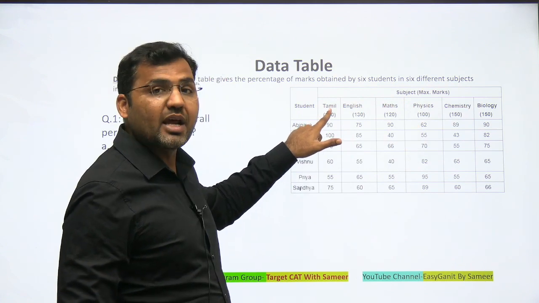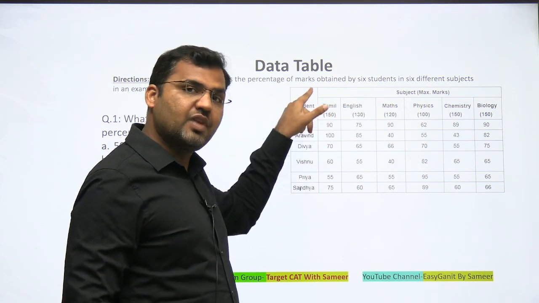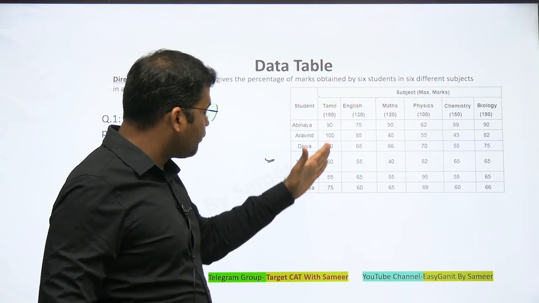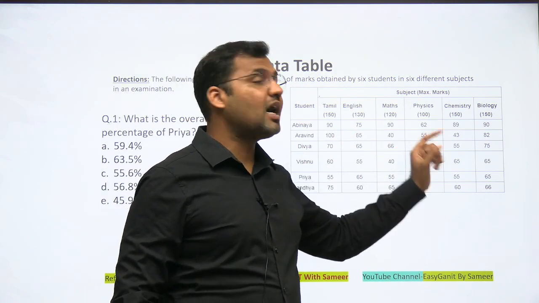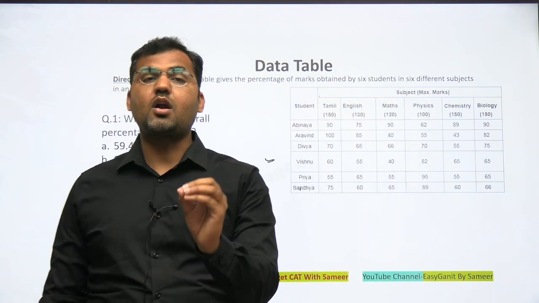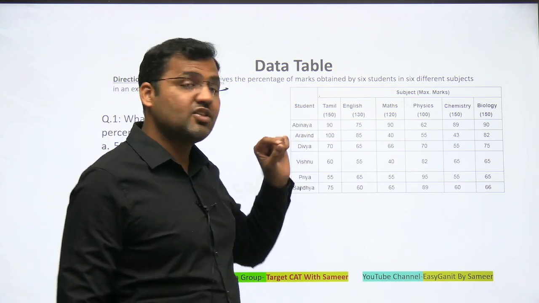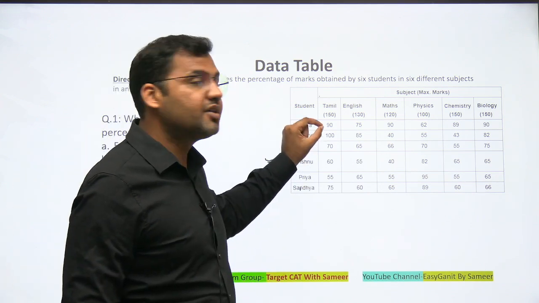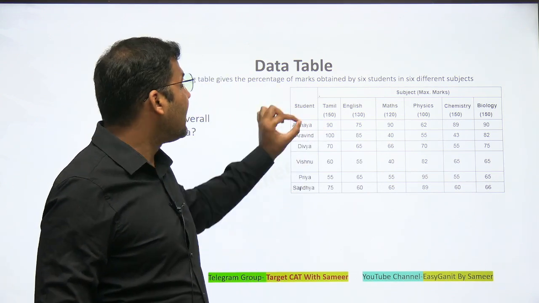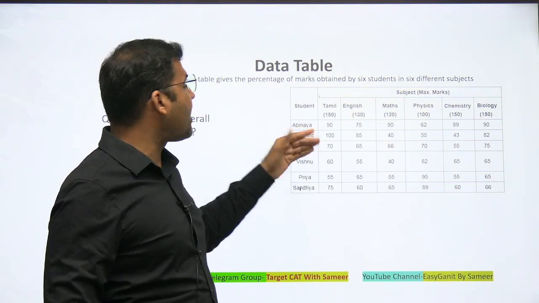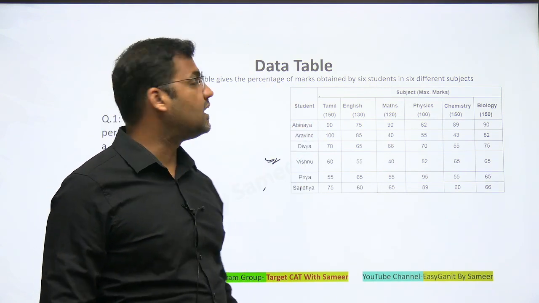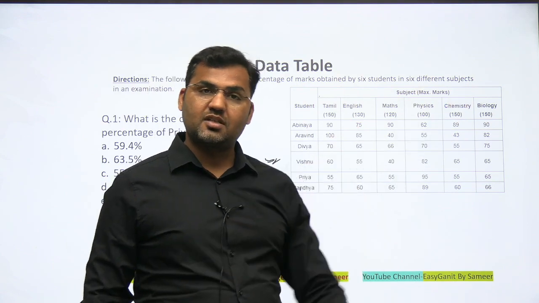These values in the brackets are the total marks of that particular subject, and these values in the table that you can see are the percentage of marks. Do not make the mistake of assuming these values as numbers that these students have achieved. In fact, it is a percentage of marks that 6 of these students have got in each of these subjects.